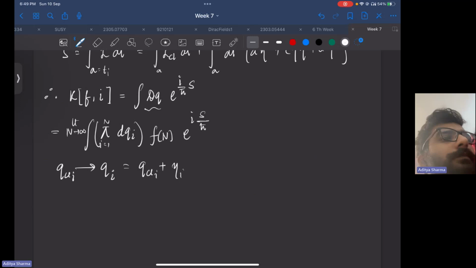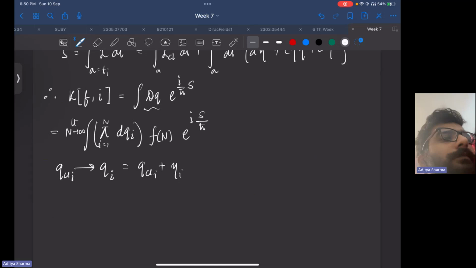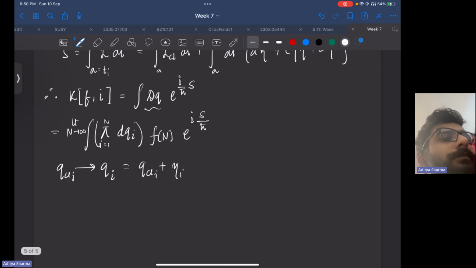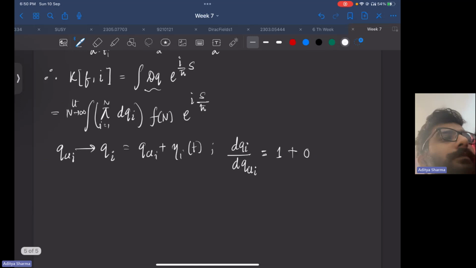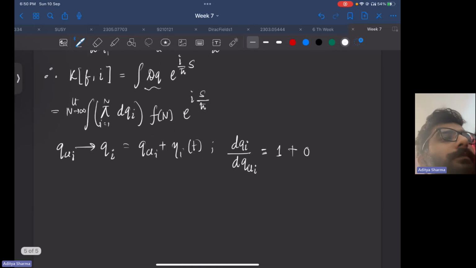That means η is only a function of time. It's not a function of these q's. That is why the derivative of the new coordinate by the old coordinate is equal to 1, and the other term is 0. So the Jacobian of transformation is just 1.